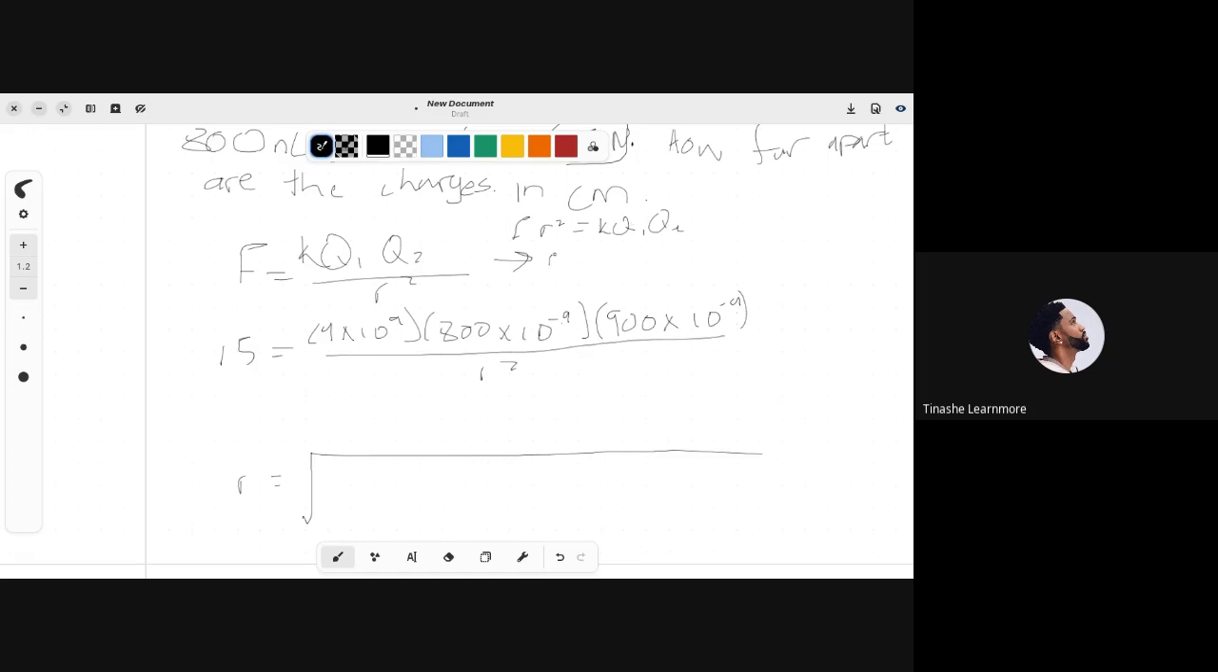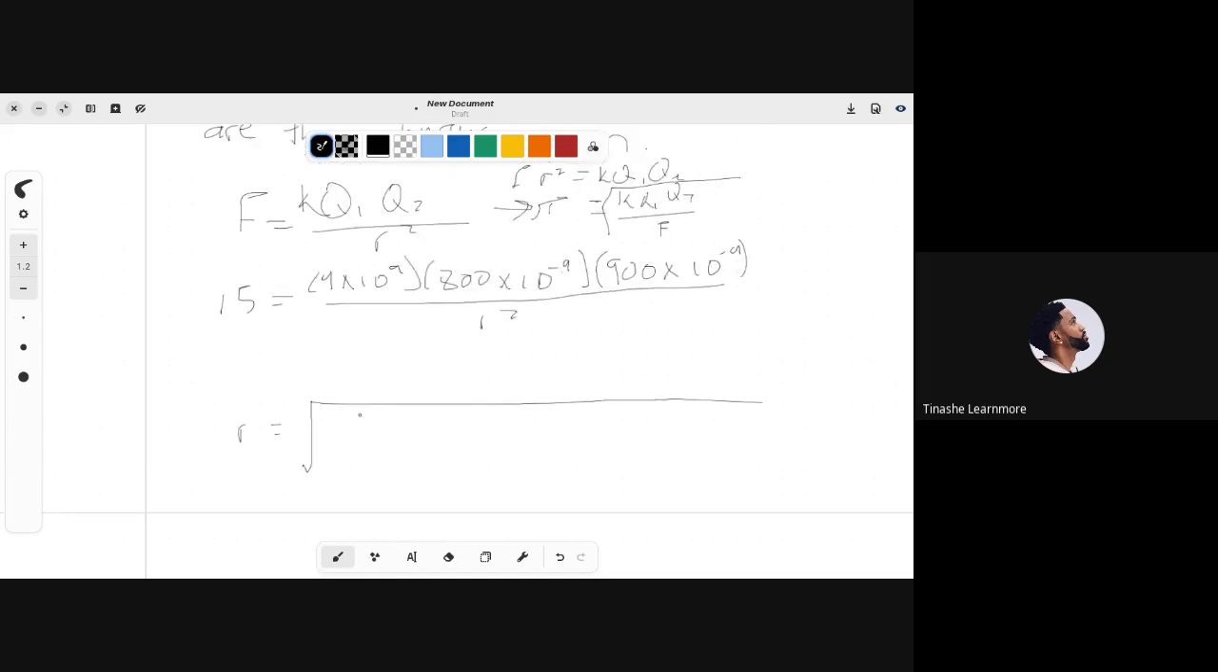So here r squared is going to be k q1 q2 over f, and then you square root the whole thing, and it will take you straight to your answer. So here we'll have the square root of k q1 q2, so that's 9 times 10 to the ninth, 800 times 10 to the negative 9, and 900 times 10 to the negative ninth, divided by the force, and the force being 15.